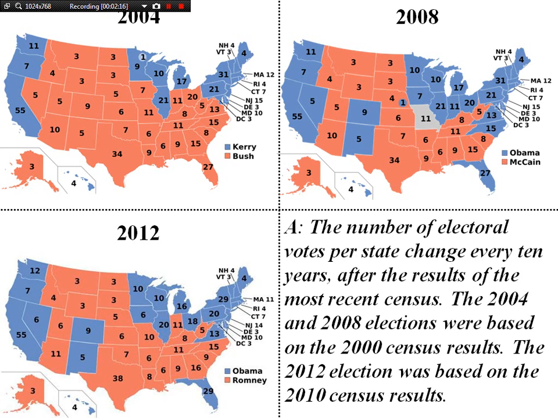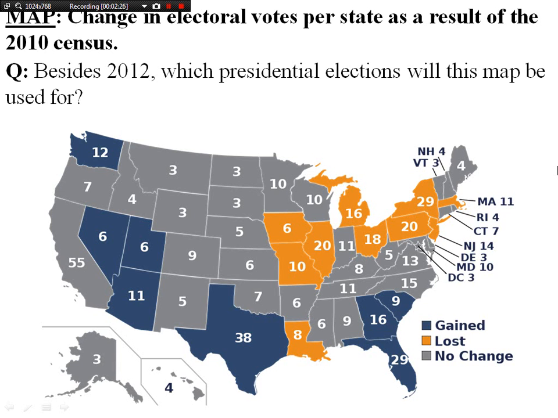You take a look at the Midwest, a lot of these states up here are losing population, and down south, some of these states are gaining population. So besides 2012, which presidential election will this current map, based on the 2010 census, still be used for? It will still be used in 2016 as well as the 2020 election. But come 2022, we'll be using the 2020 census.